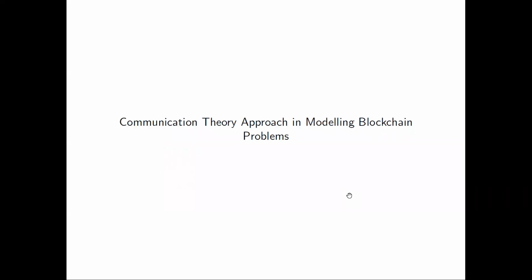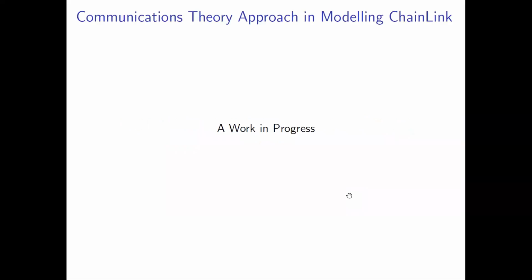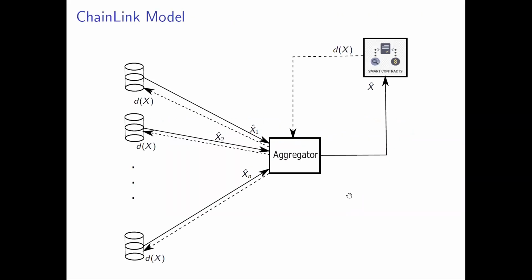Okay, now I will just talk about a work in progress about the blockchain. I assume many of you are familiar with smart contracts. Smart contracts are written into the blockchain, but usually smart contracts require information from outside of the blockchain. So it's called off-chain data.